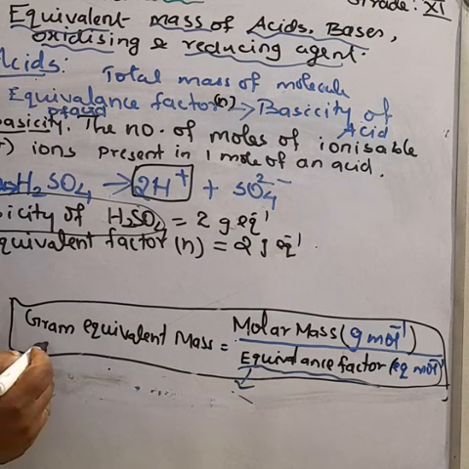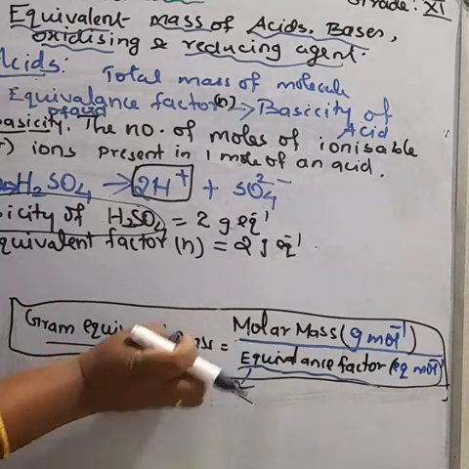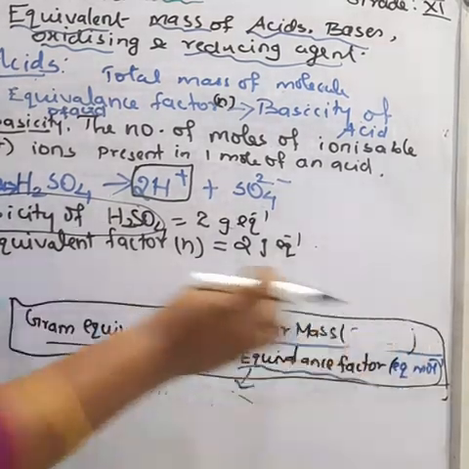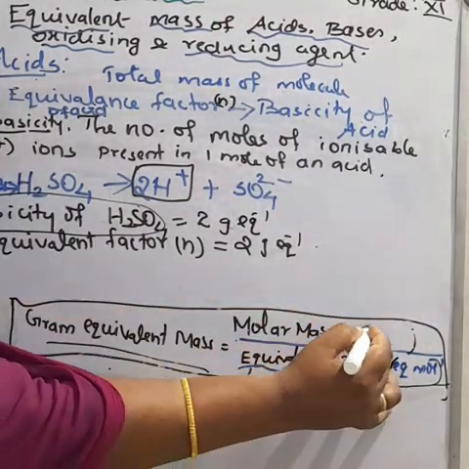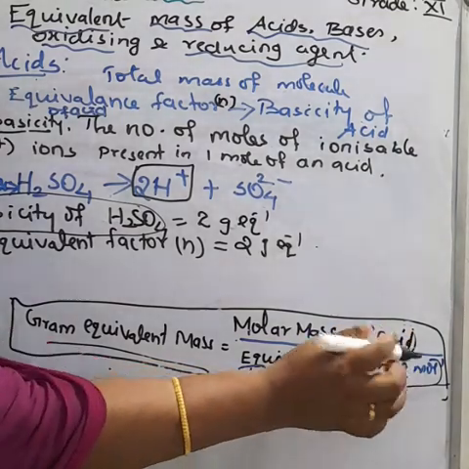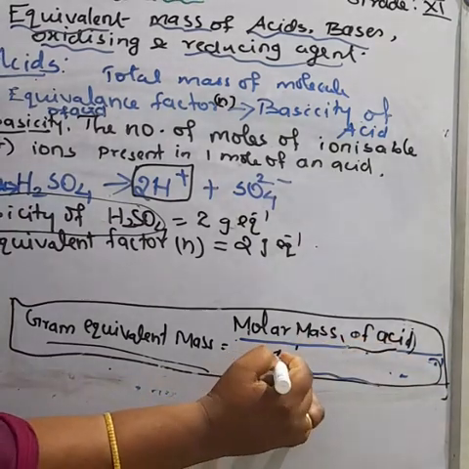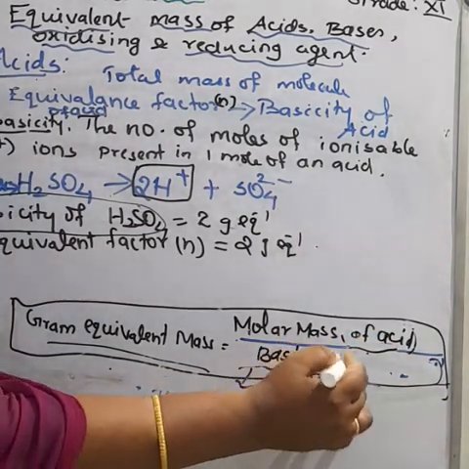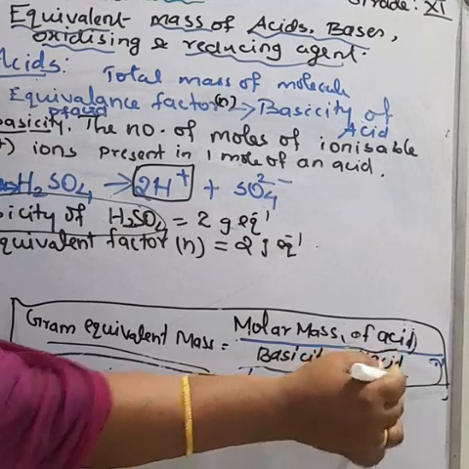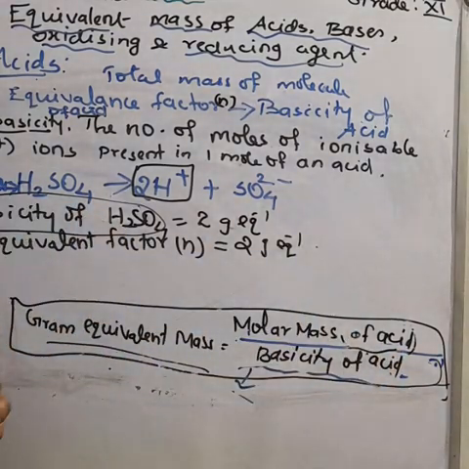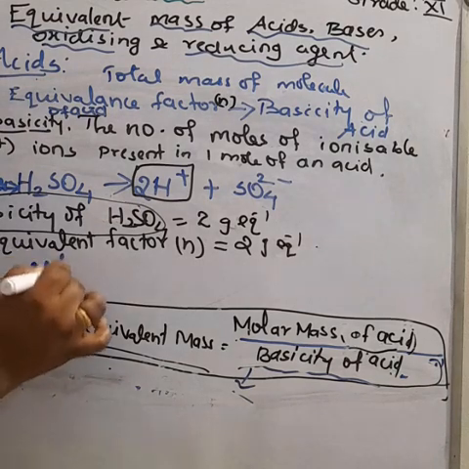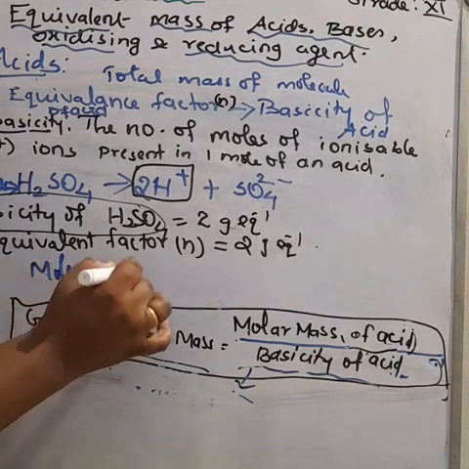Equivalent mass is equal to the molar mass of acid by basicity of acid. Okay, molar mass by basicity of acid. So what is the molar mass of the acid here? Which acid are we using here? Sulfuric acid, H2SO4. How can you calculate the molar mass? So here molar mass is equal to, how much hydrogen do we have here? 2. You know the atomic mass of hydrogen is 1.